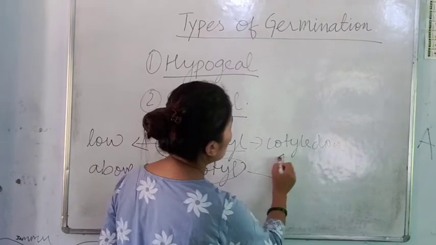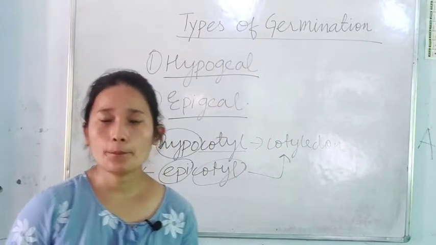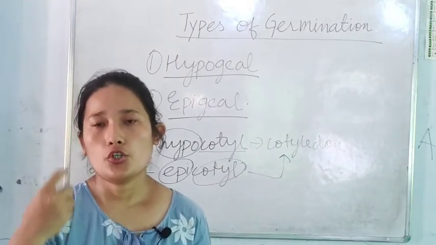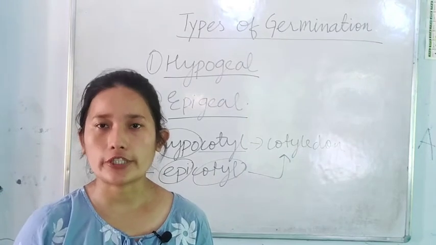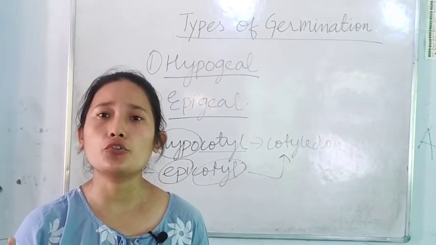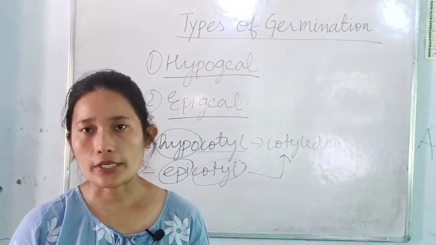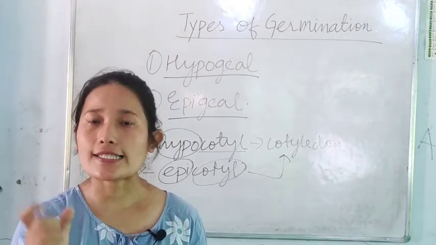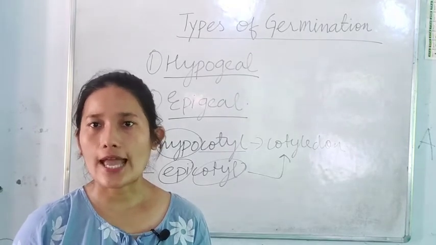Cotyle refers to cotyledon. So hypocotyle is a region just below your cotyledon. The region below your cotyledon linking you to your radicle is known as the hypocotyle region. Hypo means low, that's why it's below the cotyledon, right? So the axis below the cotyledon linking you to the radicle is known as hypocotyle.